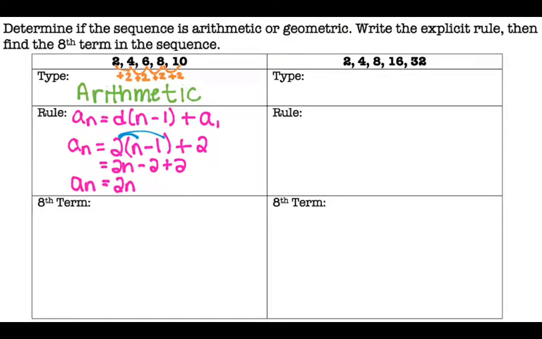If I want to find the 8th term, I'm going to plug 8 in everywhere I have an n. So it would be 2 times 8, which gives me 16. So my 8th term is 16.